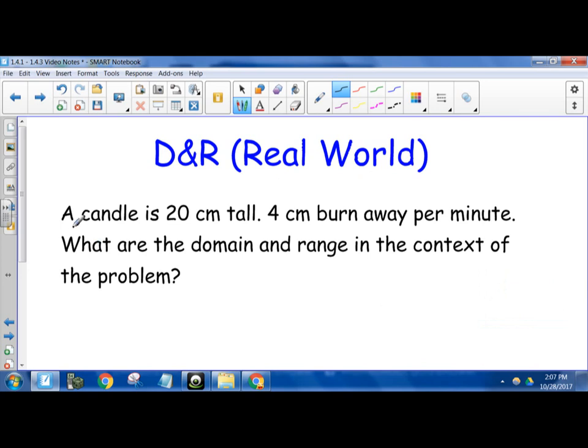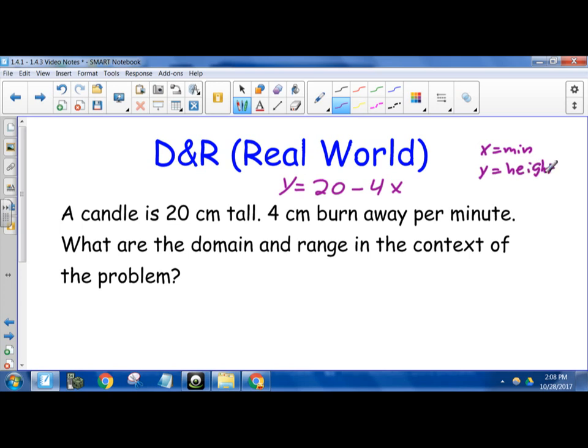So let's read this problem. It says a candle is 20 centimeters tall, and 4 centimeters burn away per minute. Well, let's try to write an equation to represent that. So let's just say y equals, the candle begins at 20 centimeters, and it's burning away, so we'll minus 4 centimeters per minute, so we'll just call the number of minutes x. So x represents the minutes, and in this problem, y is going to represent the height of the candle.